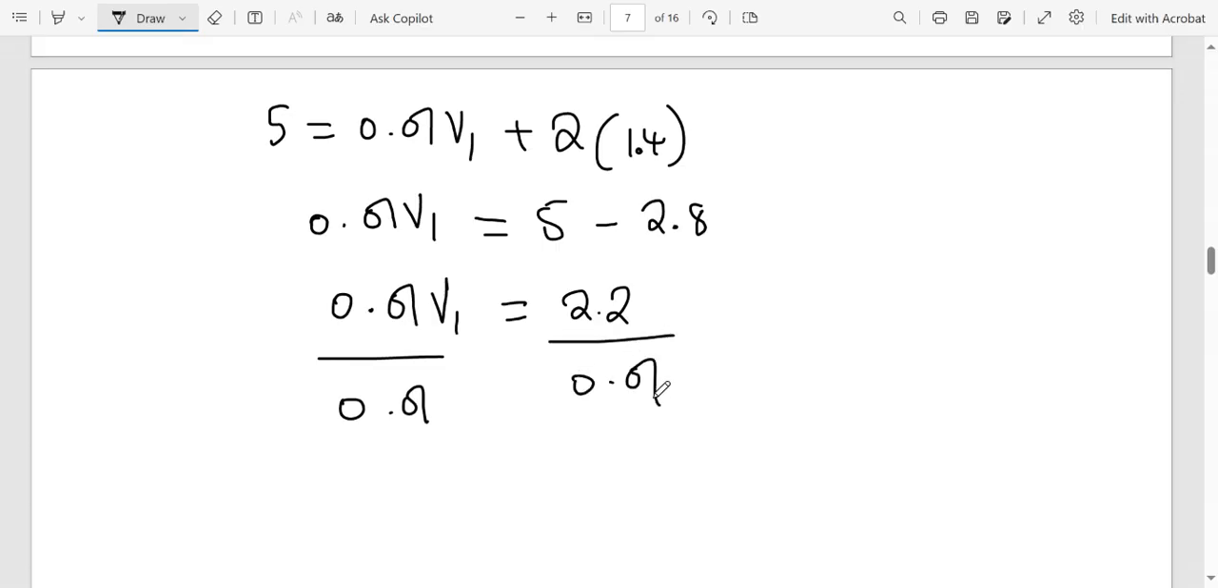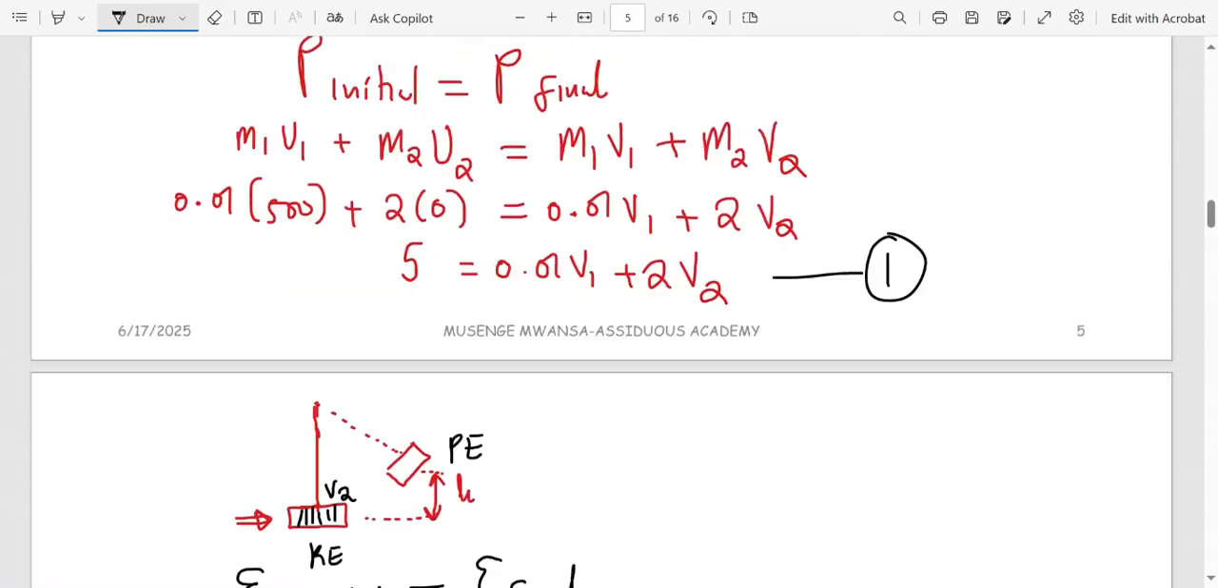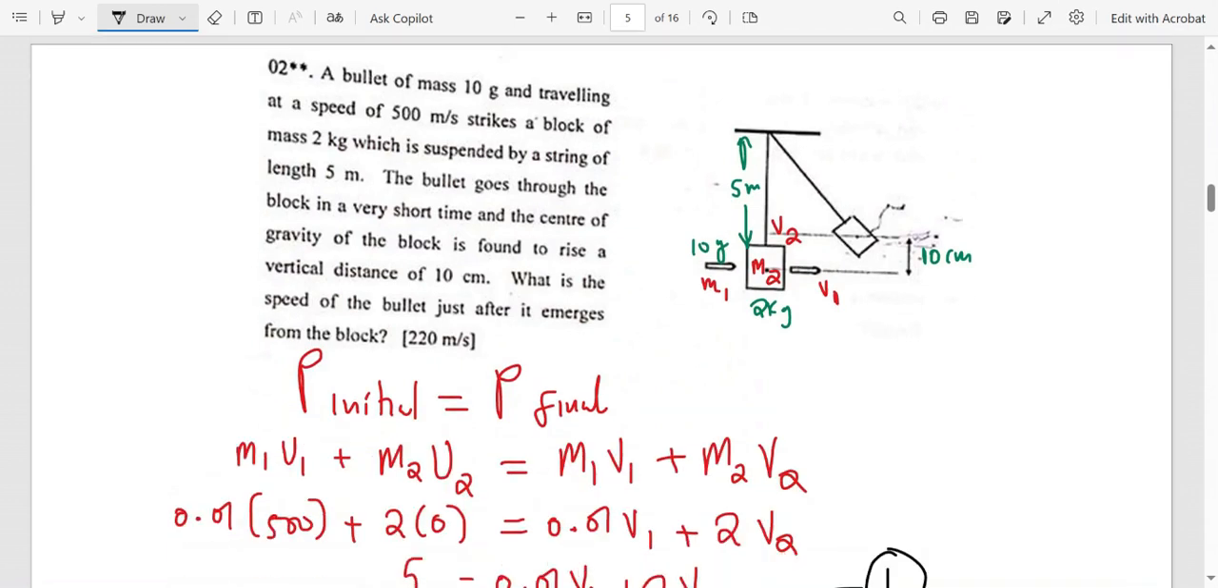So that means V1, the velocity which the bullet is going to be moving with when it comes out of the block, is going to be 220 meters per second. So that is how you go about this one.